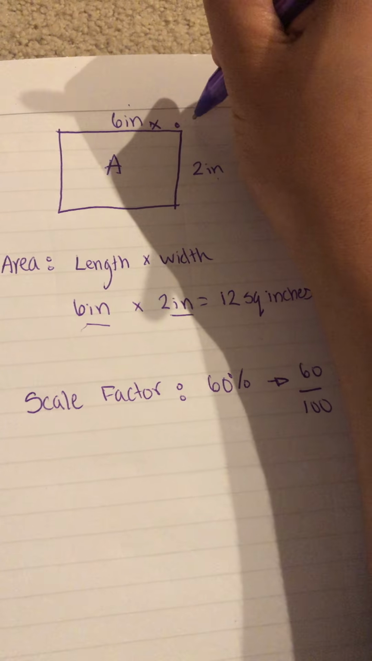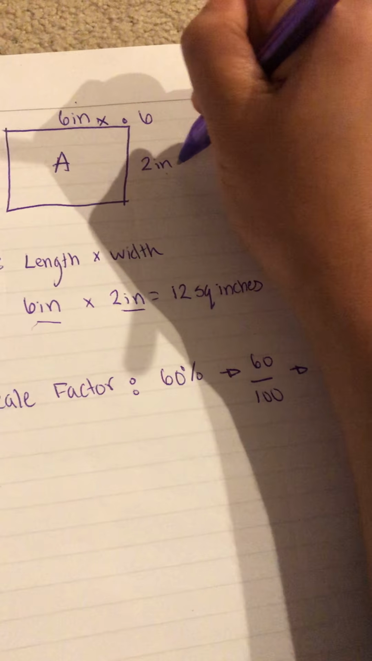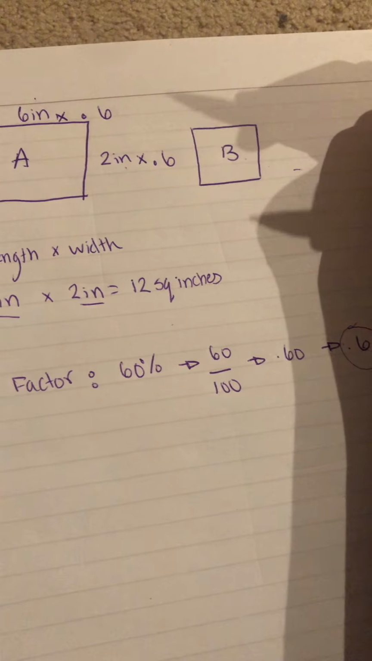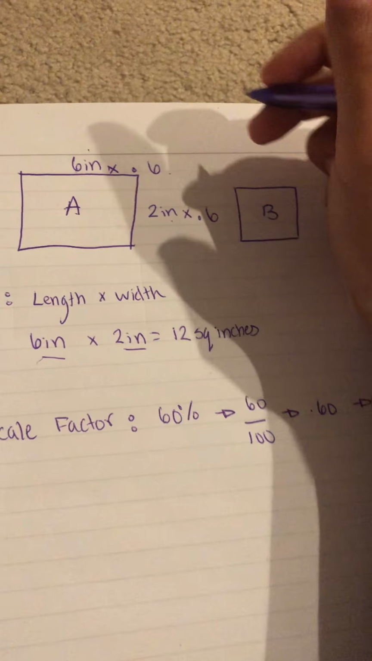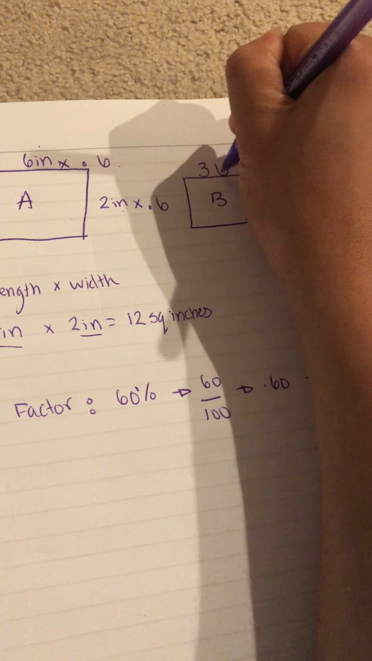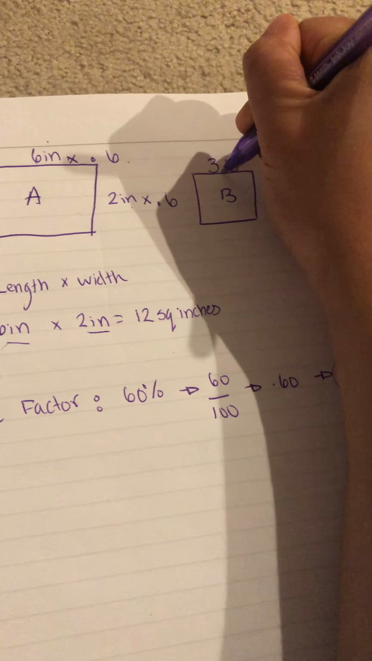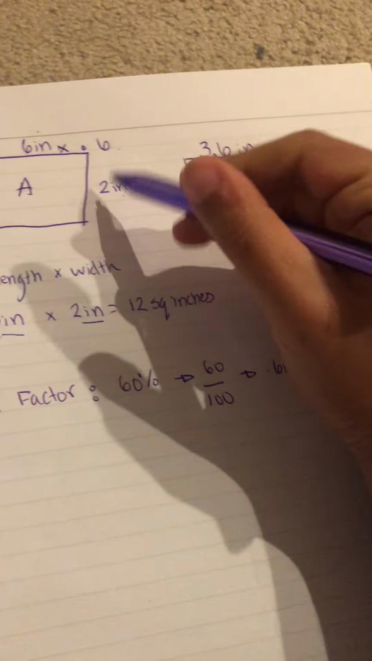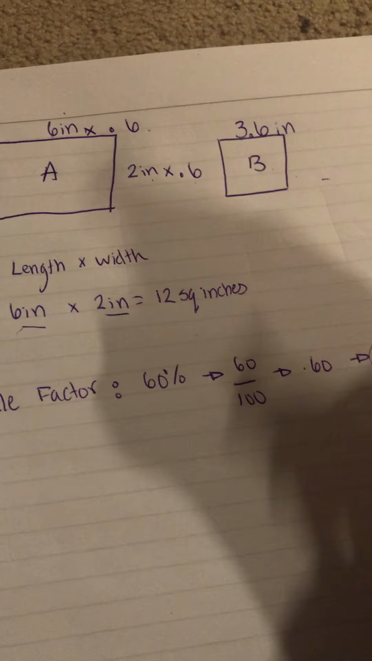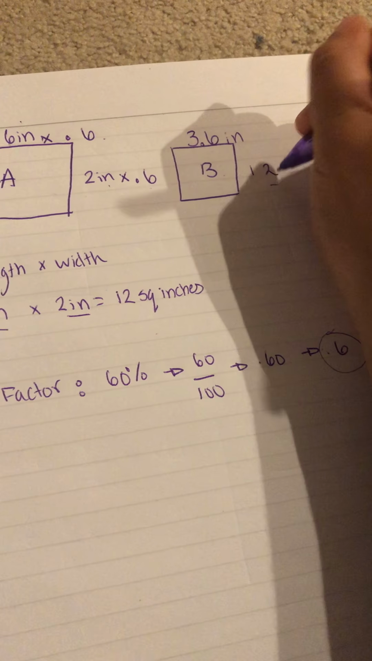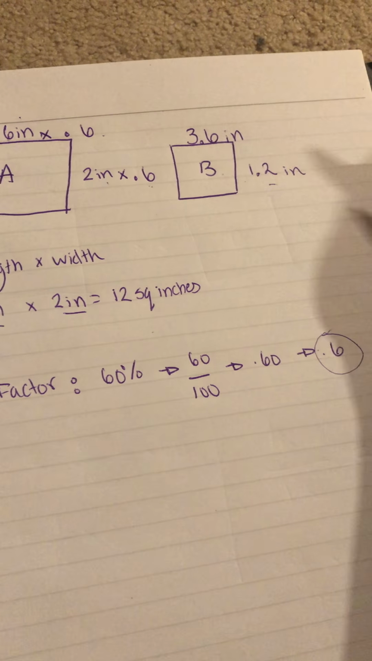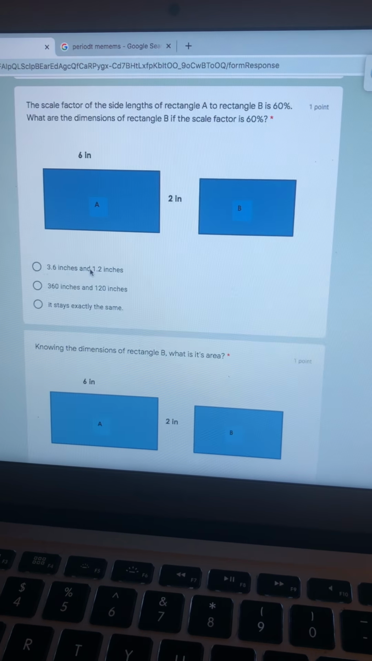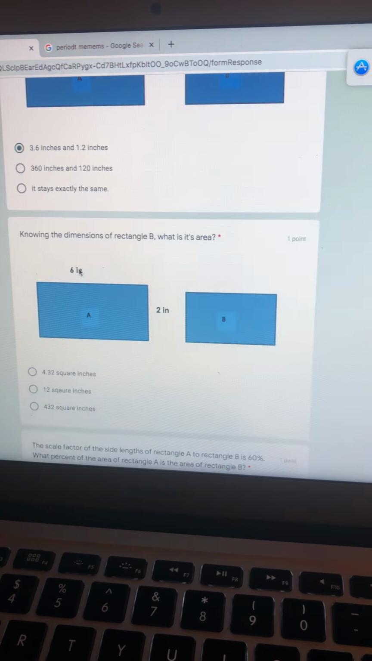So this would be 6 times 0.6, 6 tenths, and 2 times 6 tenths. If I have 6 times 6 tenths, I'm just going to do 6 times 6, and that's 36. But there's one number behind the decimal, so that would be 3.6 inches. 2 times 0.6, or 6 tenths: 2 times 6 is 12, but there's one number behind the decimal, so that would be 1.2 inches. So here, we're going to put 3.6 and 1.2.